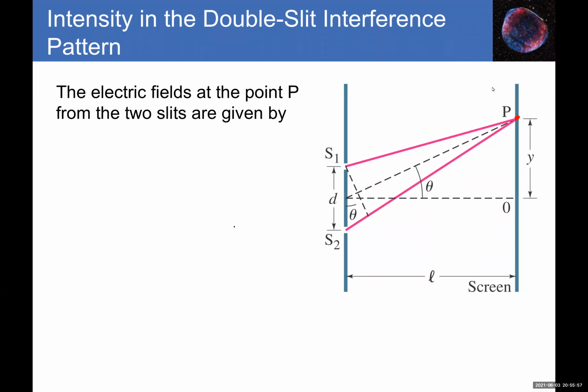All right then. Next, we're going to look at intensity in the double slit interference pattern. Our goal here is to determine the intensity of the light at all points in the pattern. What we can do is assume that the intensity of the light at any point is proportional to the square of its wave amplitude.